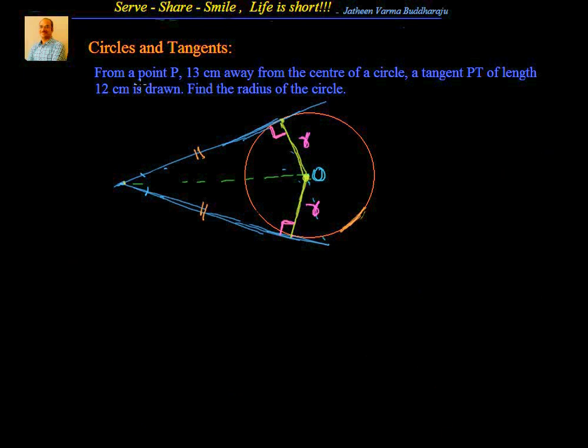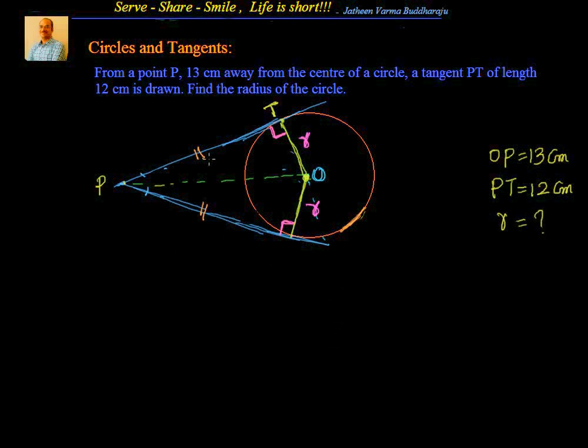Let's look at this problem. From a point P, 13 centimeter away from the center of a circle. The center of the circle is O and the point is P, which is 13 centimeter away from the center of the circle. So we know OP equals 13 centimeter. A tangent PT of length 12 centimeter is drawn. We have been given PT equals 12 centimeter. Find the radius of the circle. We have to find out what the radius is.